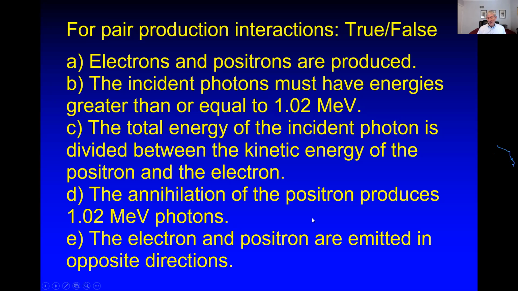The annihilation of a positron produces 1.02 MeV photons. True or false? False. The 2 photons might total that, but they are not 1.02. They are 0.511 MeV each. Okay, good.